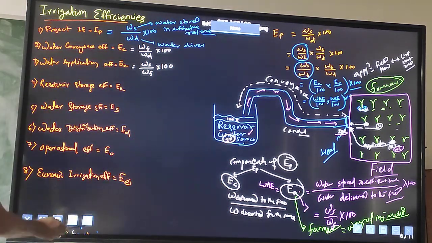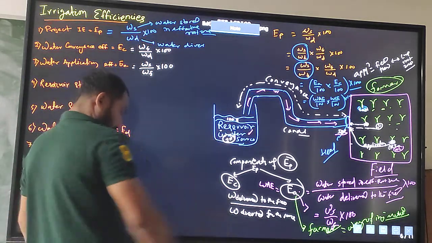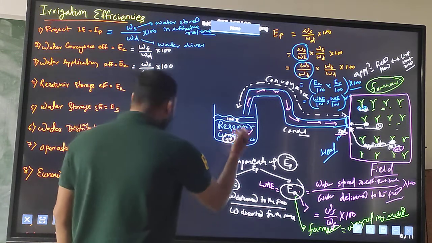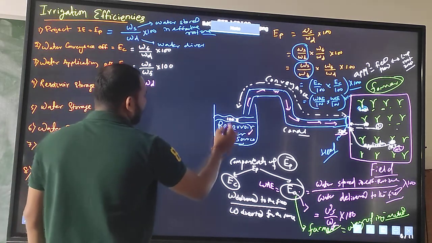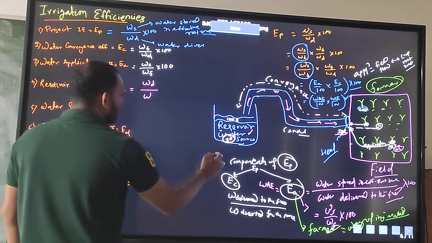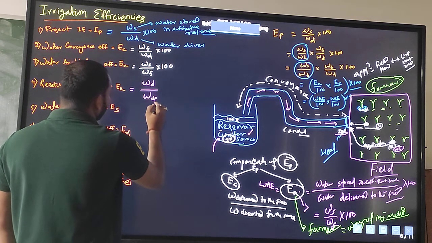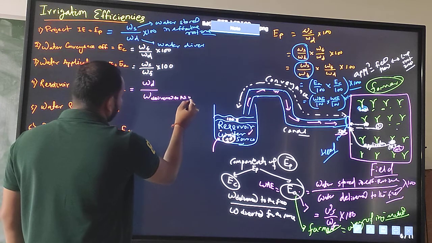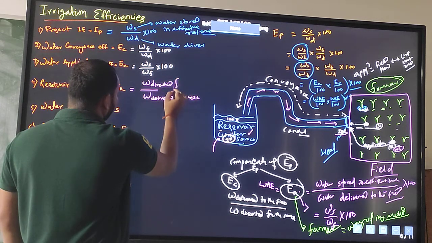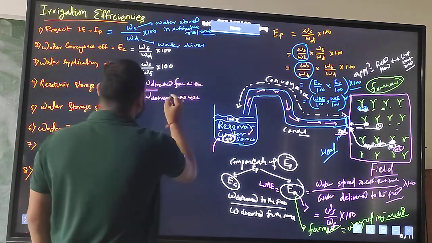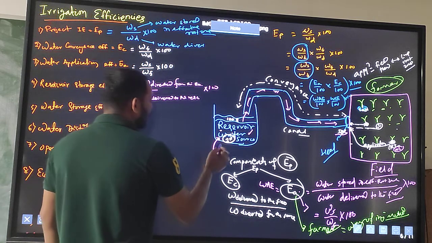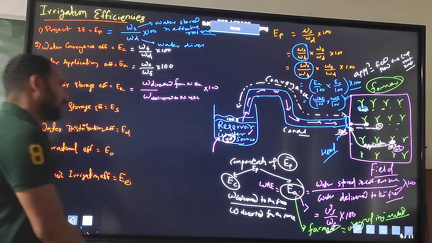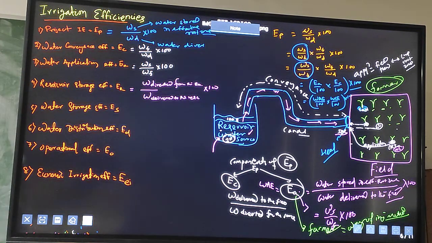Here let us go for the reservoir storage efficiency. This is very simple. I want to calculate the reservoir storage efficiency. That means we can easily say it is the water diverted from the reservoir divided by the water delivered to the reservoir. Yes or no? Water diverted from the reservoir, into 100. What is the input and what is the output? This is water delivered to the reservoir. This is water diverted from the reservoir. So into 100. This is known as the reservoir storage efficiency.